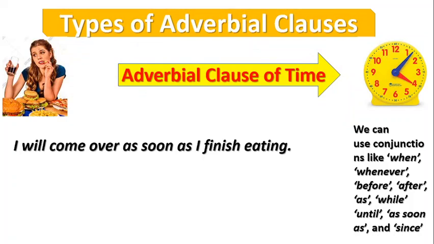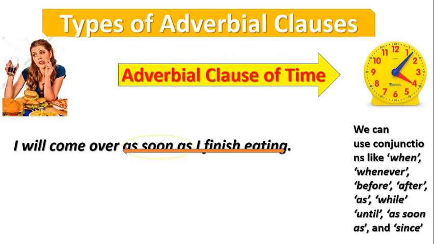I will come over as soon as I finish eating. I know you have spotted the subordinate conjunction, which is as soon as. Beautiful. In other words, as that sentence actually says, as soon as I finish eating, comma, I will come over, same sentence. So look at this. Are you able to spot the subordinate clause? Yes. As soon as I finish eating. It cannot stand alone. It needs the work of I will come over.